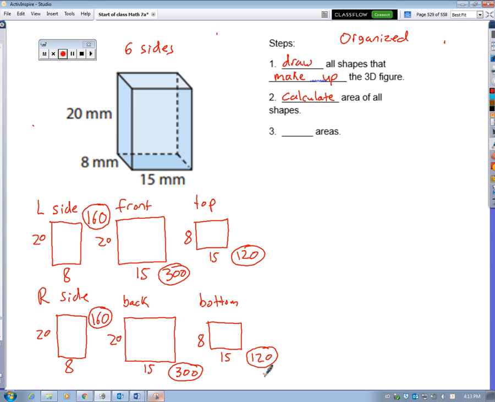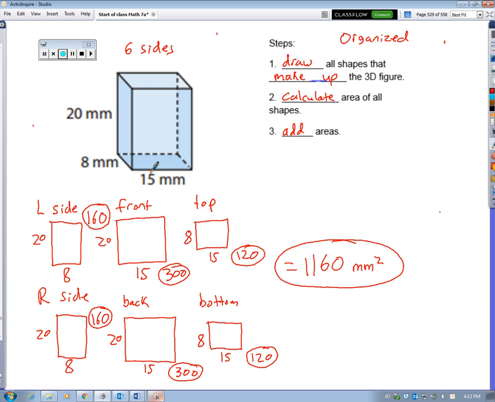Now we're going to do step number 3. We're going to add the areas. We're just going to add all these up. And if you take all these numbers and you add them together, all 6 numbers, you're going to get 1,160. And these are millimeters squared. Okay, and that would be our final answer. That's the surface area of this shape.